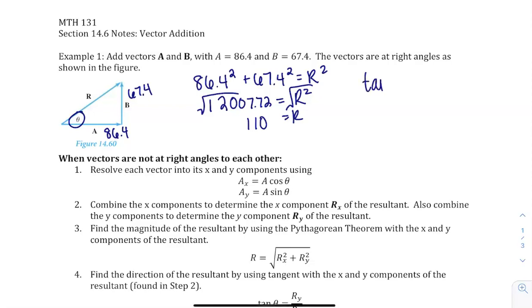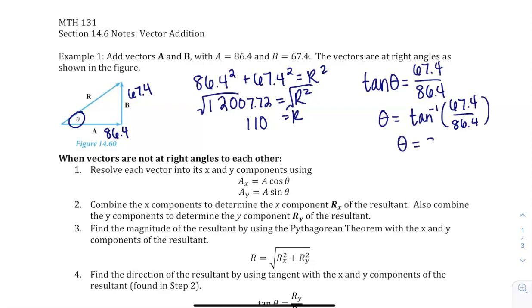be related by tangent, where we take our opposite side, that's 67.4, and divide by the adjacent side of 86.4. And remember, to solve for an angle, we use our inverse trig function. And so the inverse tangent here tells us that theta has to be about 38.0 degrees. So we found our addition by looking at these two vectors that were in a right angle. We're going to use this idea for any vector, even if we don't know that we're adding two perpendicular vectors.